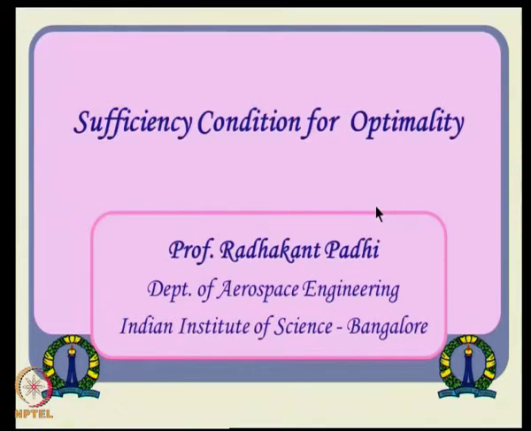Now, before ending this lecture, I will just touch upon this idea of sufficiency conditions. You must have been curious enough, because all the way we have been talking about necessary conditions. But what about sufficiency conditions? Also remember, the sufficiency conditions are also for local optimum only. We are not talking about global at all here. But still, what are the sufficiency conditions after the necessary conditions are satisfied?